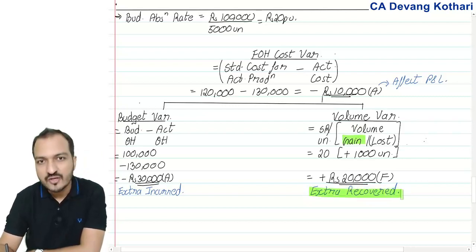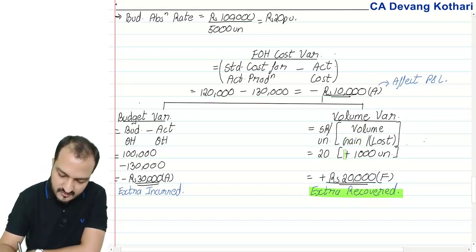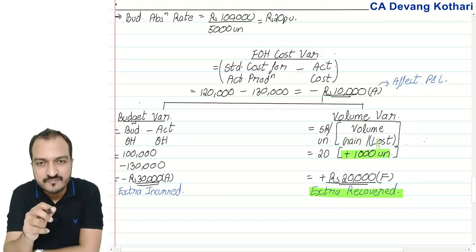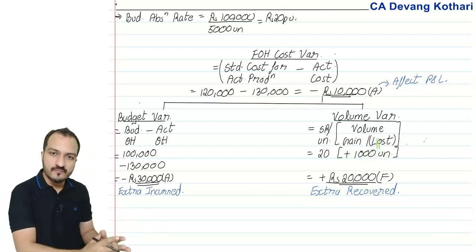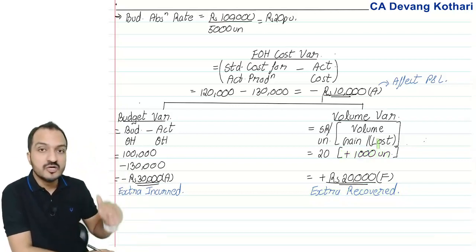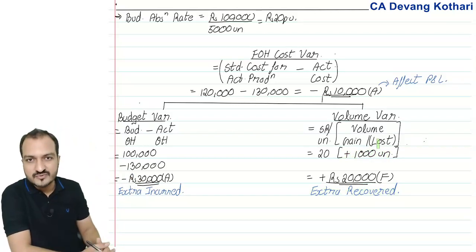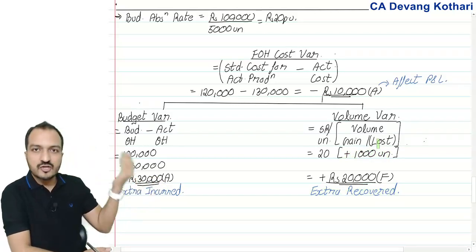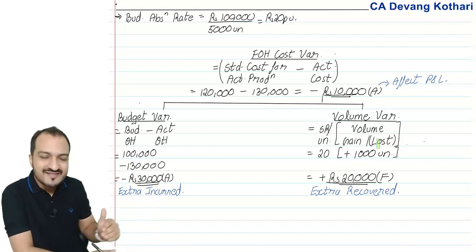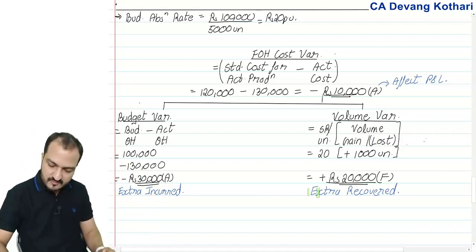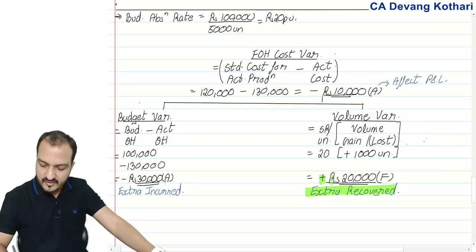No. Why not? If my volume has increased, if I have produced extra units, then these extra units get sold. When these extra units get sold, you recover extra money from the customers. Here I said that you recover extra money towards fixed overheads. Now the extra money that I recover towards fixed overheads becomes extra recovery, becomes a variance.